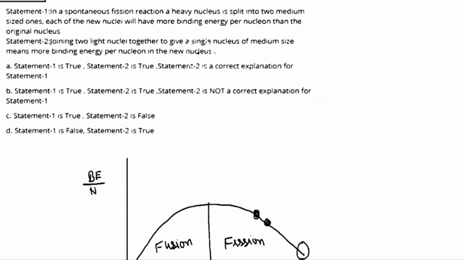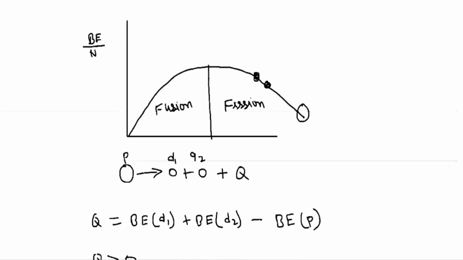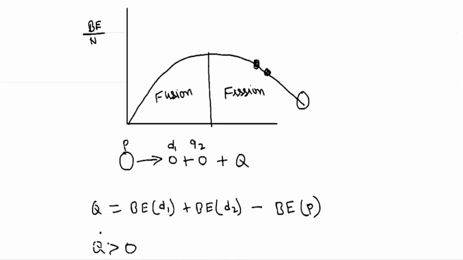It is given that this reaction is a spontaneous fission reaction. A heavy nucleus is split into two medium-sized ones. Clear? So from here we can see that each of the new nuclei will have more binding energy. The daughter nuclei have more binding energy because this is a spontaneous reaction, so this Q value is greater than 0.